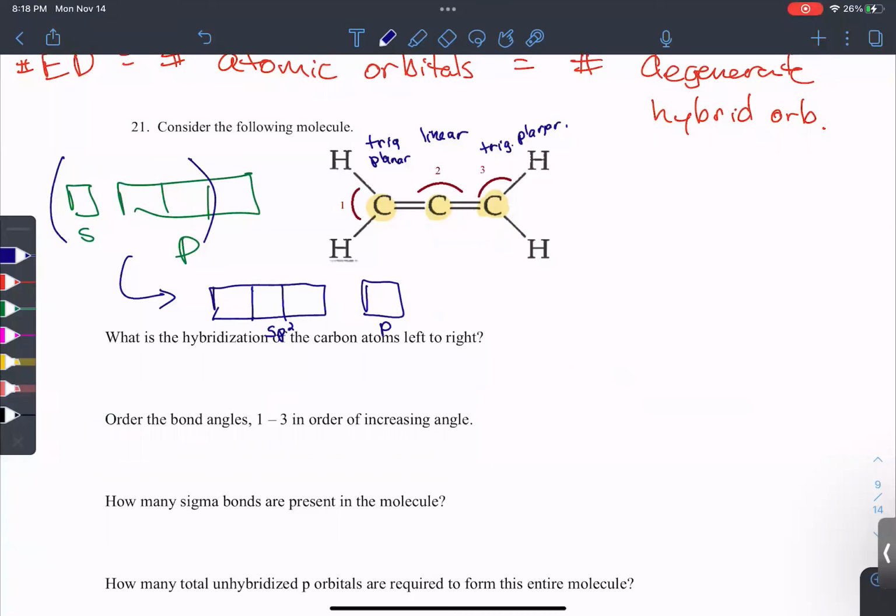So each of those shapes have specific ideal bond angles associated with them. The trigonal planar ideal bond angle is what? Ideal. 120, and then linear is 180, yes. So which is the largest bond angle? Even from the picture, you can tell, right? Yeah, number 2, right? 2 is the largest? Yeah. Okay, so then how can we compare 1 and 3? Will 1 and 3 have the same bond angle?